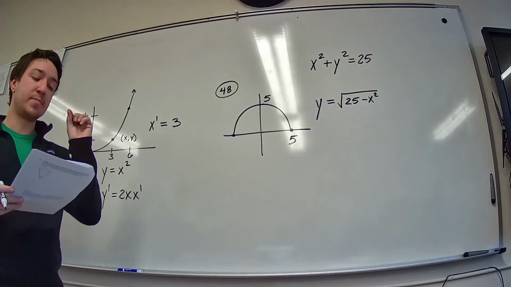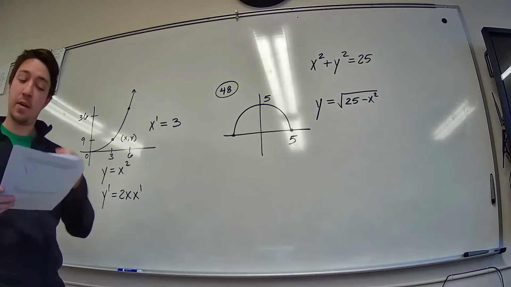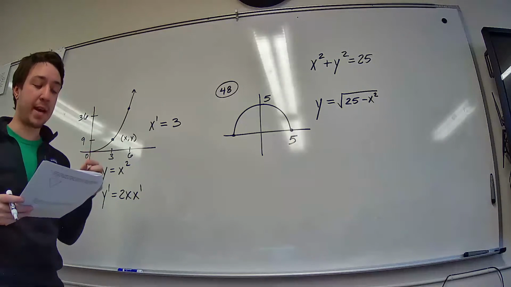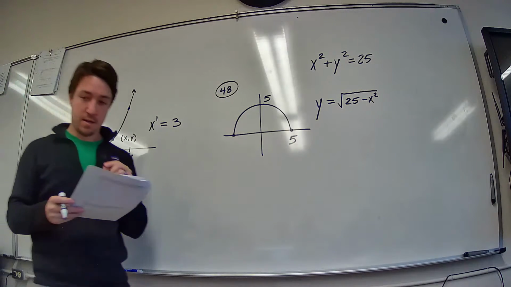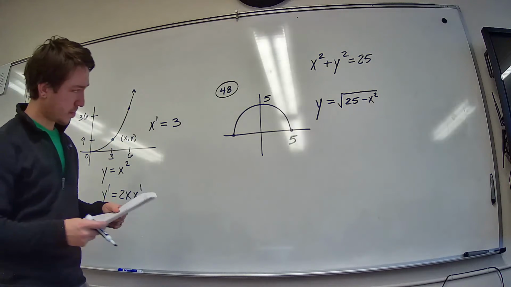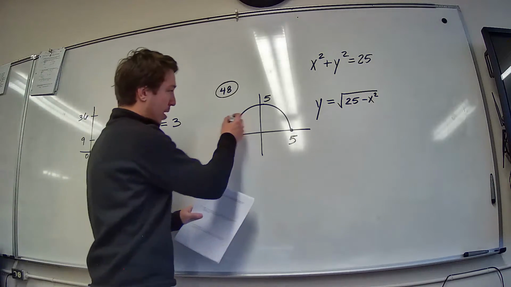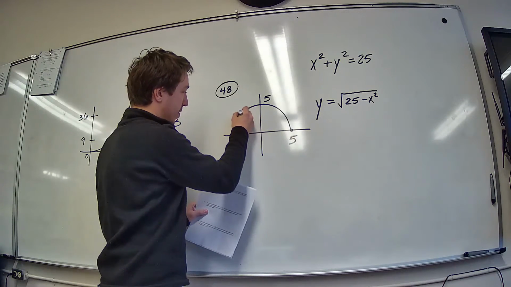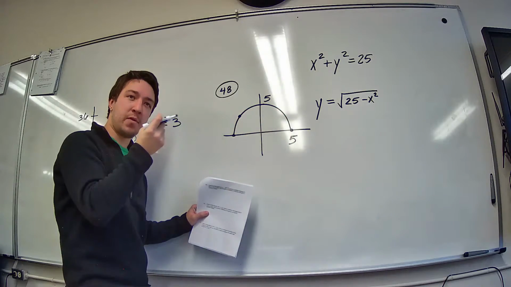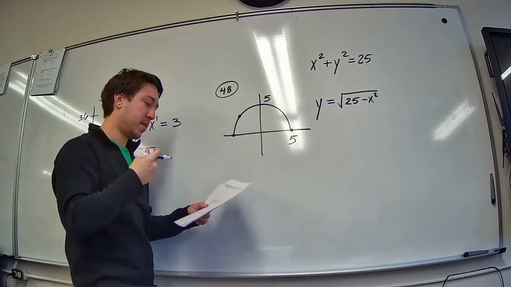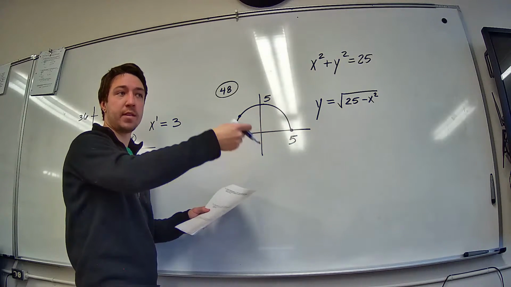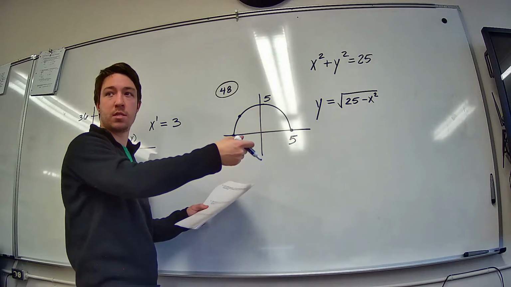It says that a particle or a point is moving along this curve in a way such that its x coordinate is increasing at a rate of 2 units per minute. That's a complex statement, so you have to understand it. It's moving along the curve, but it's gaining 2 units in the x direction every minute. Does that make sense?